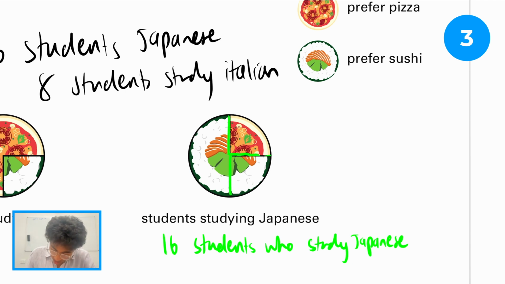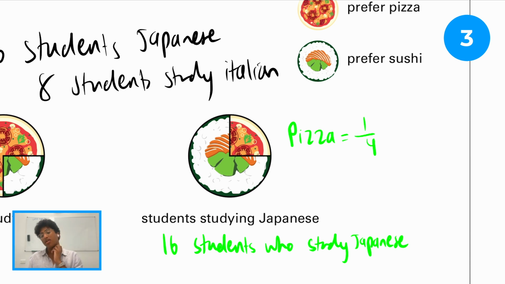That means the people who prefer pizza are 1/4 of the total. Do you understand why? A pie chart represents everybody, right? And we can see that pizza represents 1/4 of the pie chart. So thus, pizza is 1/4 of it, which means sushi is the remaining, right? What's the remaining? If pizza represents 1/4, the remaining would be 3/4.